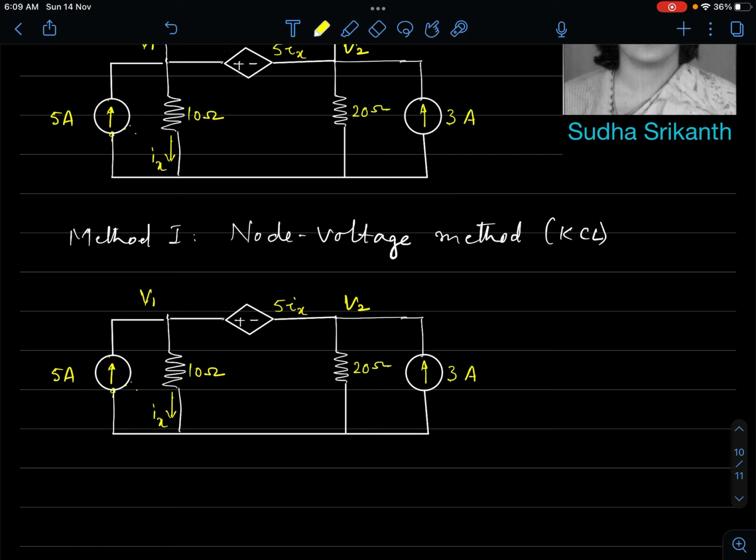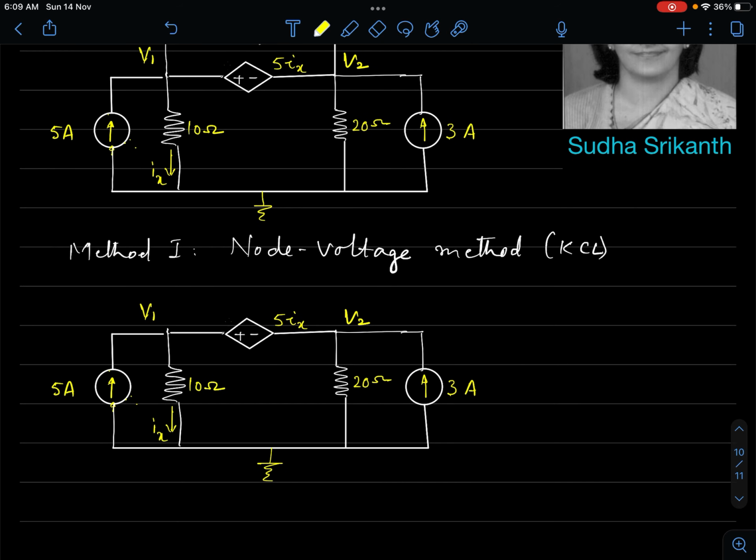We identify 3 nodes in the problem. There is a node which has been identified. The problem itself has a potential of V1, and this is V2, and let me tell you, this was given in the problem itself. That is when you can identify V1 and V2. Otherwise, you cannot name them V1, V2 unless you have some reference potential, right? So this is our reference potential, and V1 and V2 have been marked.